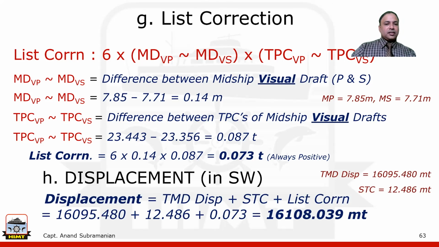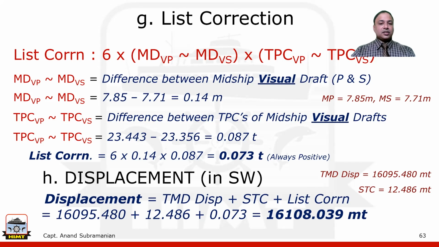Ultimately, we get the final displacement in salt water, which is equal to the true mean draft displacement we got earlier, plus the second trim correction and the list correction. So the final actual displacement of the vessel in salt water is 16108.039 metric tons. The story is still not finished.